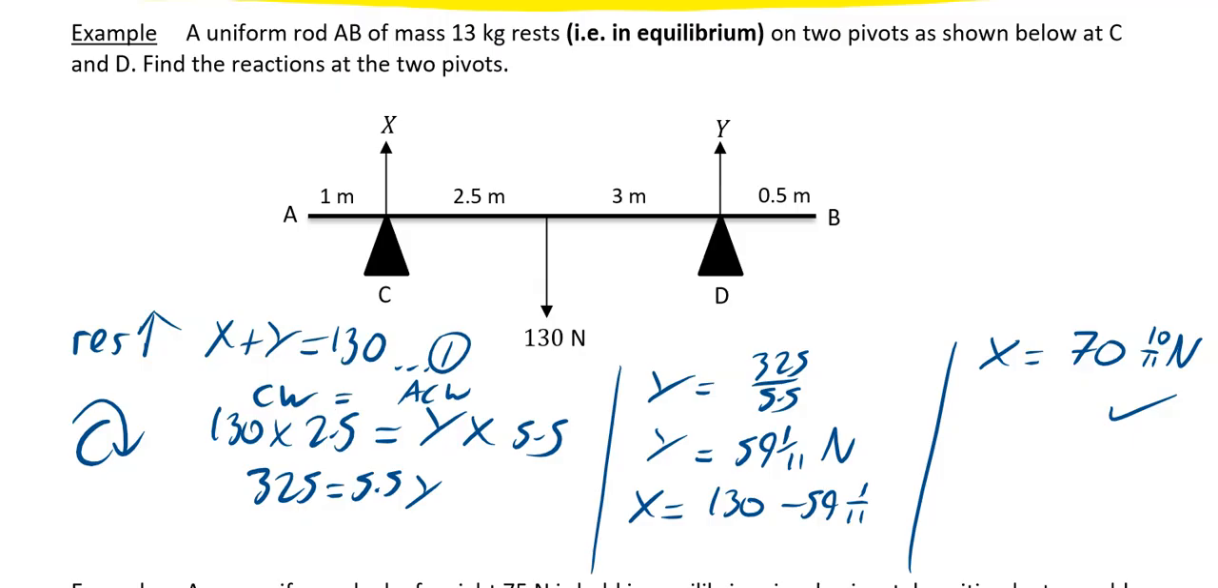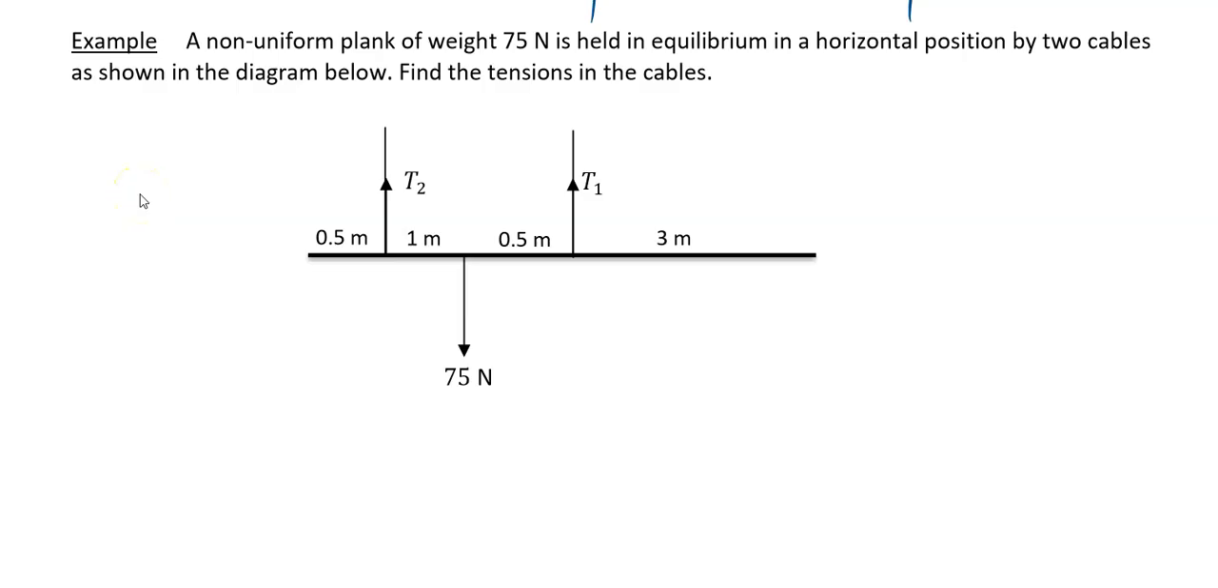Last example says a non-uniform plank of weight 75 newtons is held in equilibrium in a horizontal position by two cables, as shown in the diagram below. Find the tension in the cables. So it's non-uniform. They've drawn where the weight is, and the weight was 75, not the mass, so a weight of 75 going down. And then you've got two different cables. If you have two different cables, their tensions are going to be different, so you can see they're called T1 and T2.